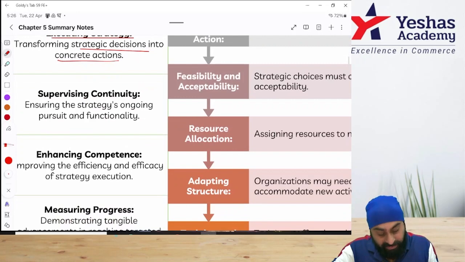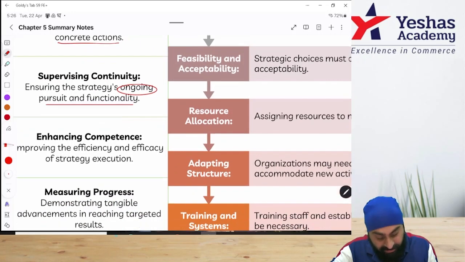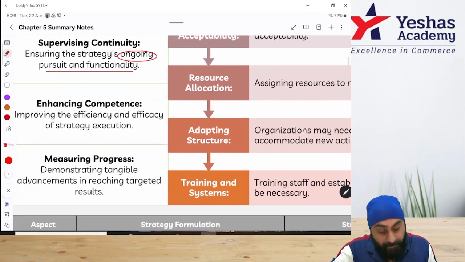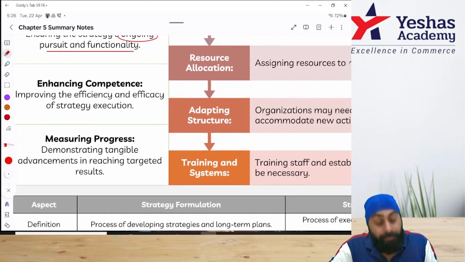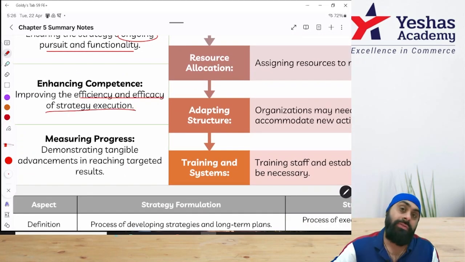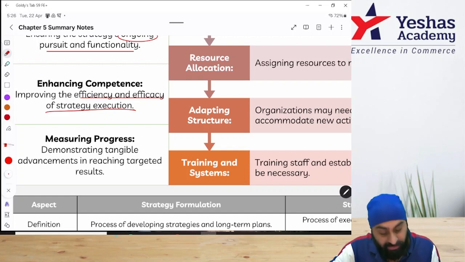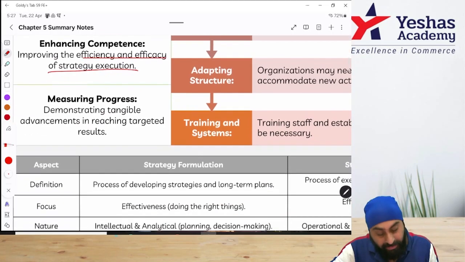Supervising continuity. Strategy is an ongoing pursuit and functionality. It is an ongoing thing. You need to keep on implementing the strategy. Enhance competencies, improve the efficacy of the strategic execution. How would you use the strategy in the best possible manner?